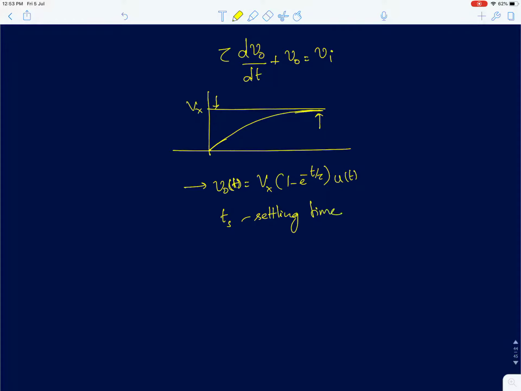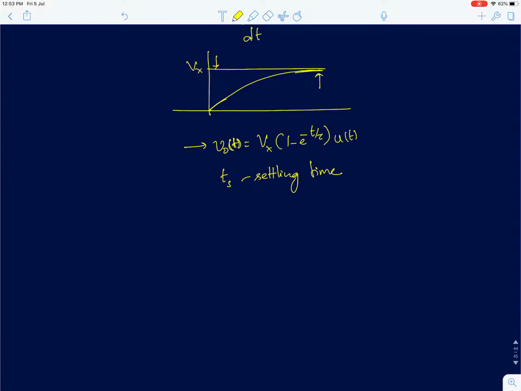To actually measure the settling time, you need to find when V naught of t reaches its steady state value, which is Vx. Now, for V naught of t to reach Vx, from this equation you have to substitute t equal to infinity. In that case, your V naught of t will be exactly equal to Vx. So by that definition, your settling time will actually be infinity. But I can't use that as a definition, when V naught reaches Vx, because that happens only at infinity, since the output only asymptotically reaches the input.